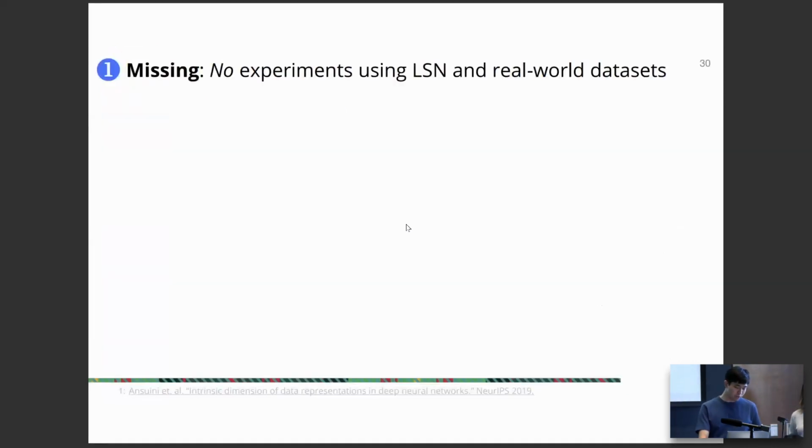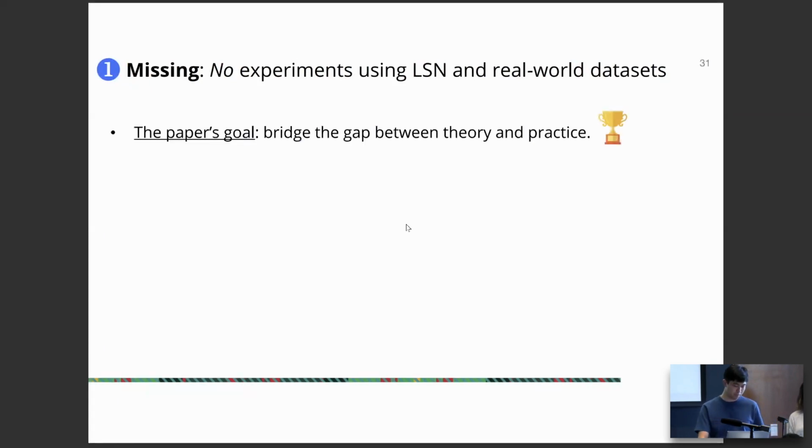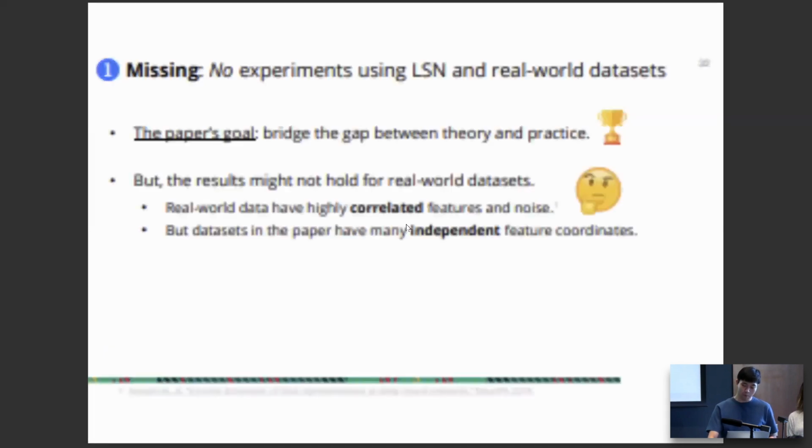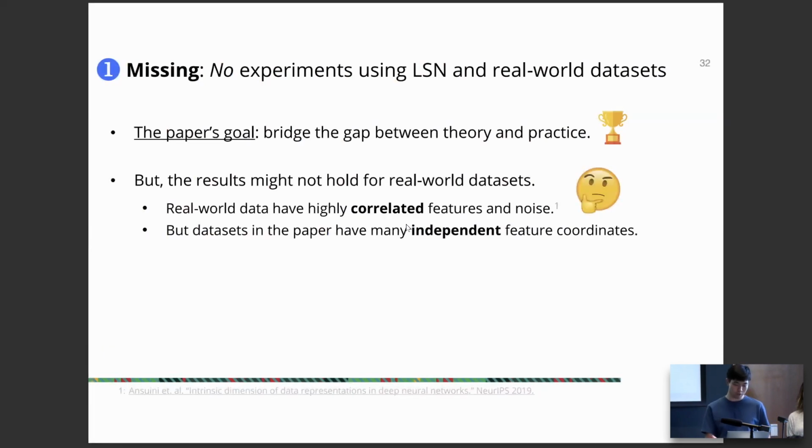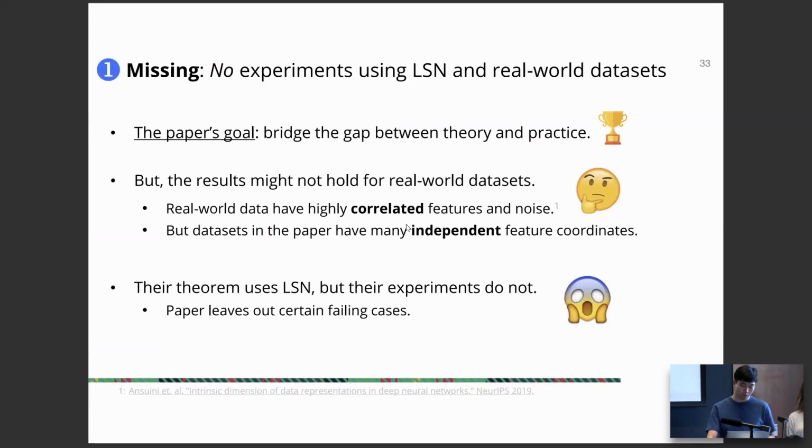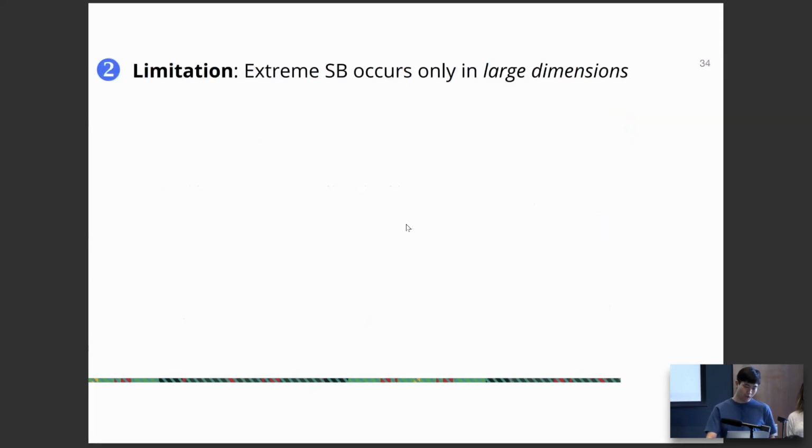The first thing we notice is that the paper lacks experiments using LSN and real-world data sets. The authors' goal was to bridge the gap between theory and practice, but their results might not hold for real-world data that are highly correlated because they assume their data set is generally independent. Also, their most important theorem was proven on the LSN data set, but they failed to run any experiments on it. But we did, and we'll show you some limitations we found.